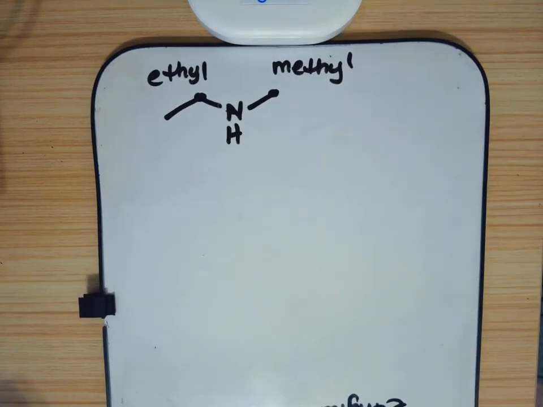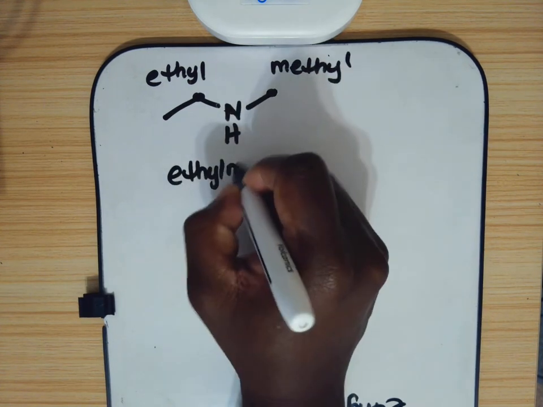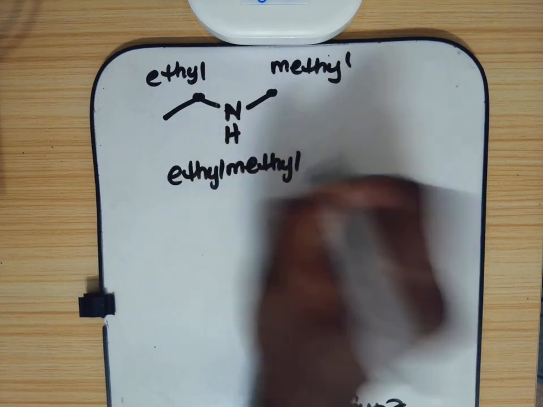Again, you want to indicate the names of these groups, but you still want to place them in alphabetical order. So this one would be ethyl methyl amine.